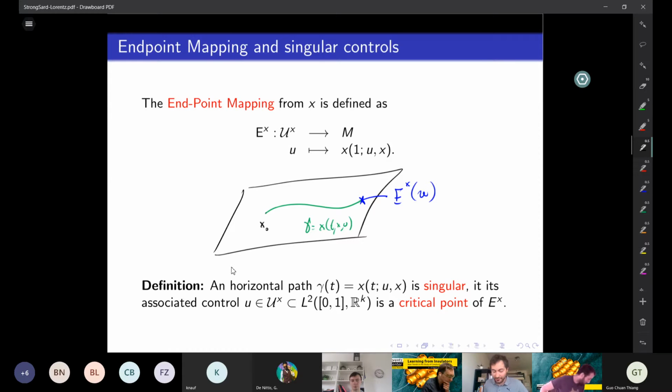So now you have a huge amount of possible trajectories that are candidates for geodesics, and they have to be studied separately. You cannot study them via the methods that come from Riemannian geometry. So I hope that I'm motivating you to look at this endpoint mapping as an interesting object.